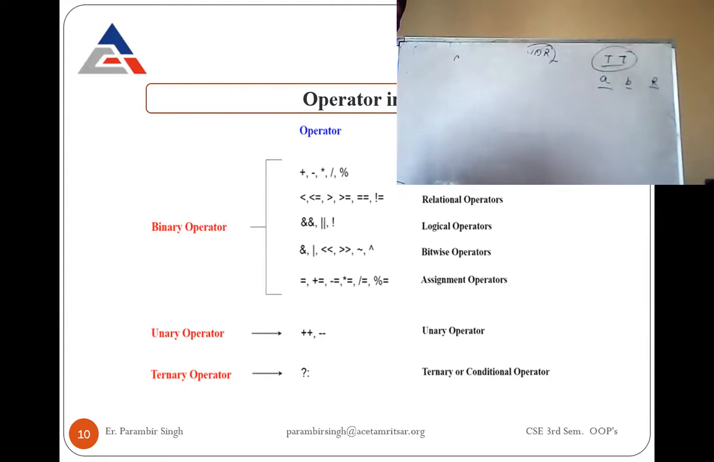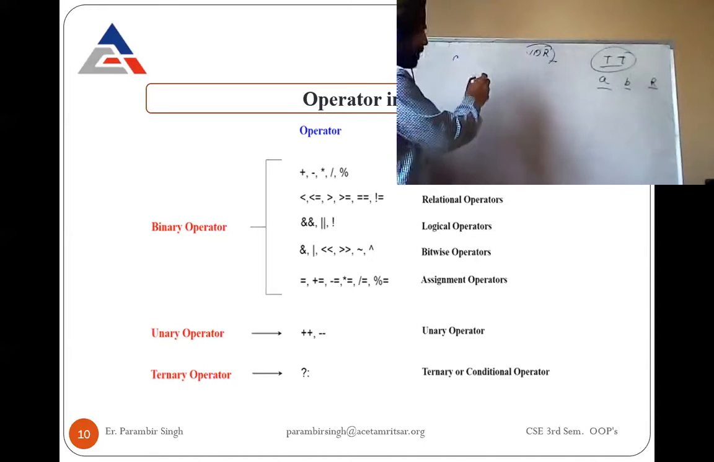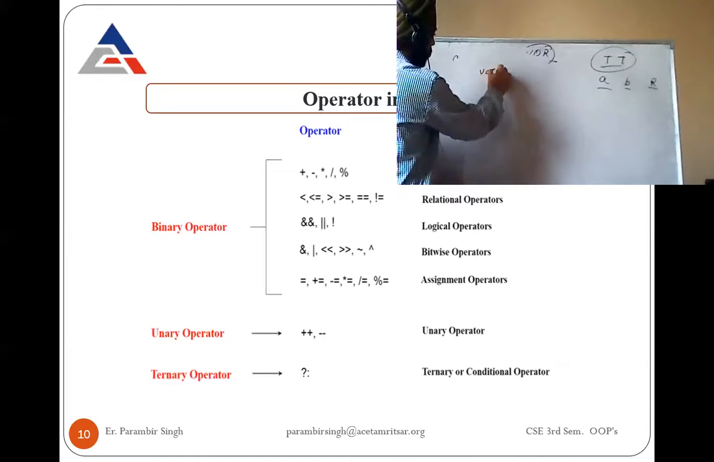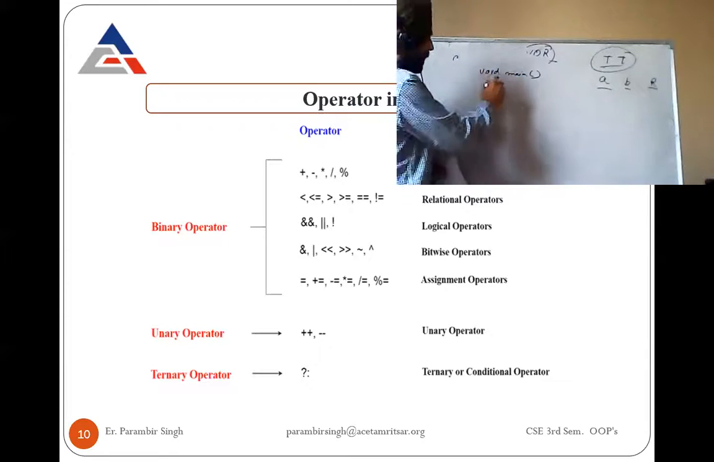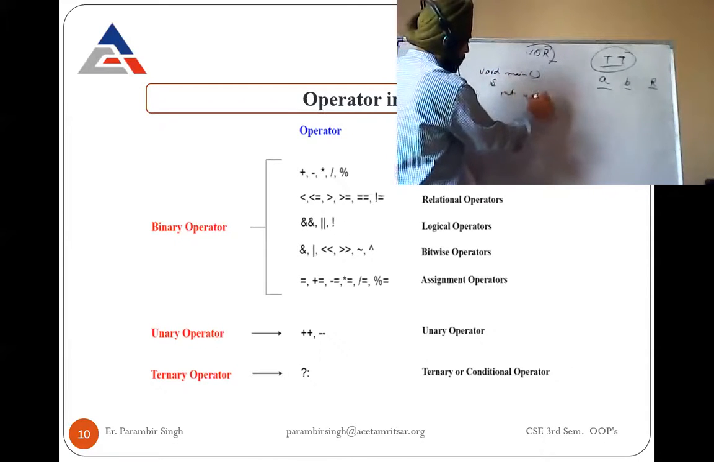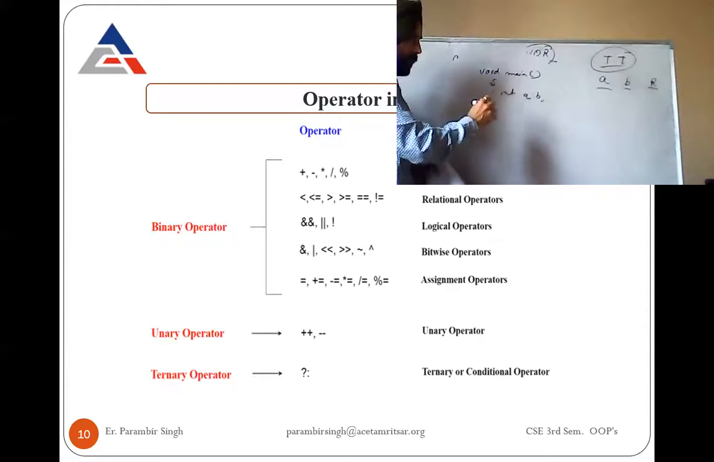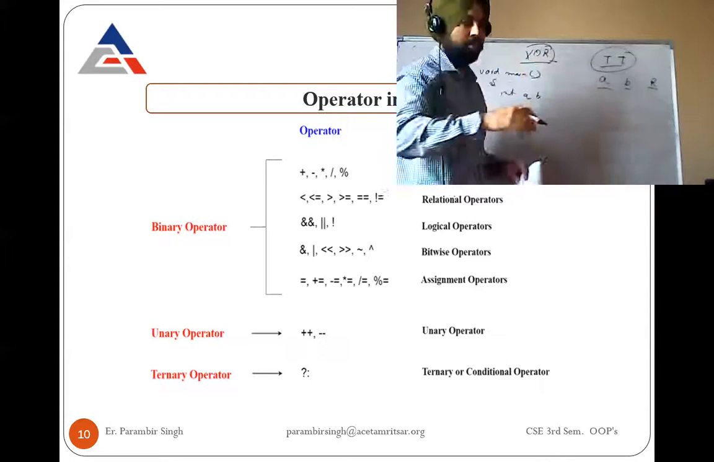So first we start our program from the main function. It is void main, and after that we start the compound statement and declare variables A and B, because we use this XOR operator without using a third variable.